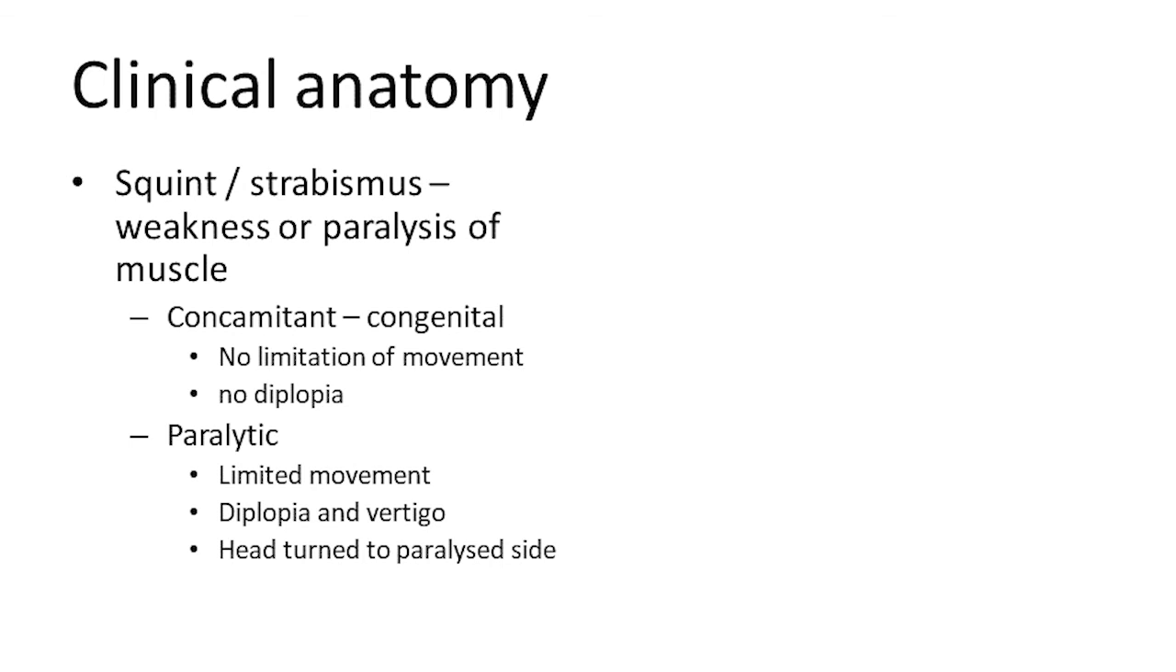That is 6 muscles and 3 nerves on each side, making 12 muscles, and 6 nerves have to act in unison to bring about proper movement of both eyeballs, that is proper conjugate movement of both eyeballs. If one or other of these nerves or muscles is affected, then squint or strabismus can be the result. Squint or strabismus can be concomitant or congenital. That is, it is present from the birth.